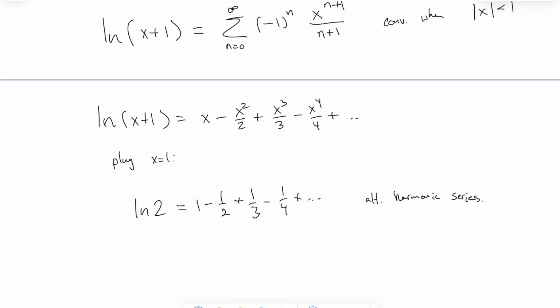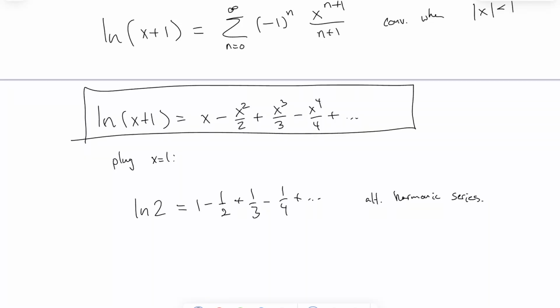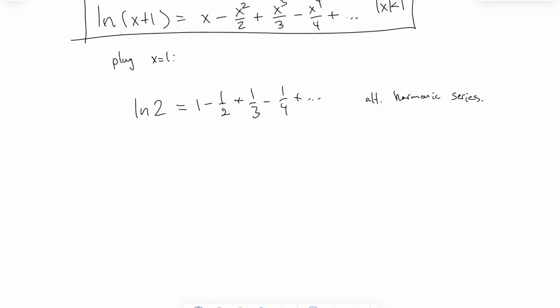One other thing I wanted to say about this is that, and I'll put the convergence, absolute value x less than 1. Another thing to say is, wouldn't it be better if there was a formula just for ln x? Like, why does it have to be ln of x plus 1? There's actually a reason for that. Unfortunately, there's not really a series for ln of x. Why not? I mean, ln just x, not x plus 1, but just x.